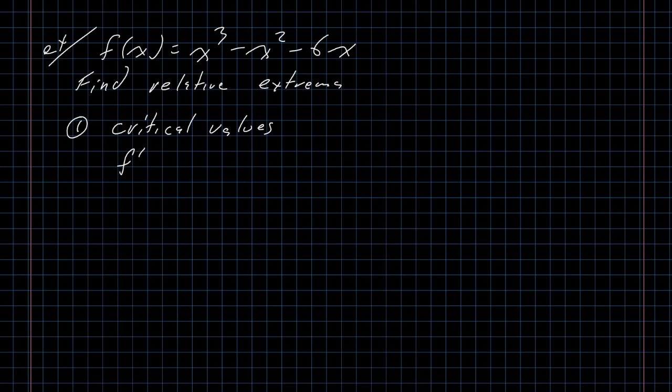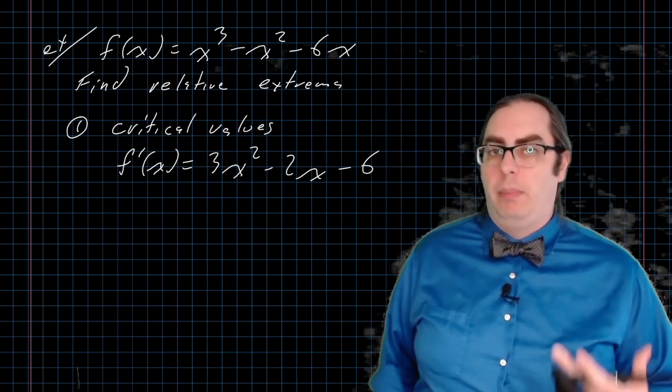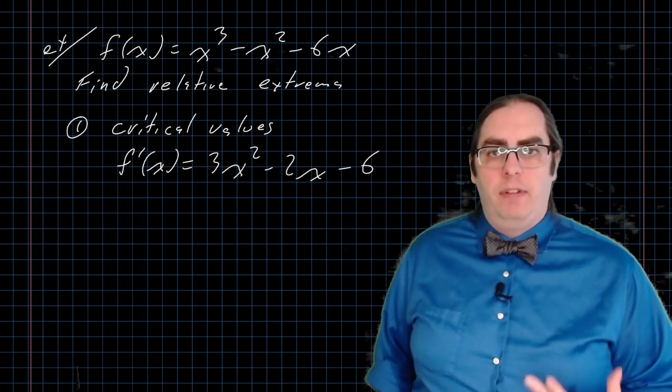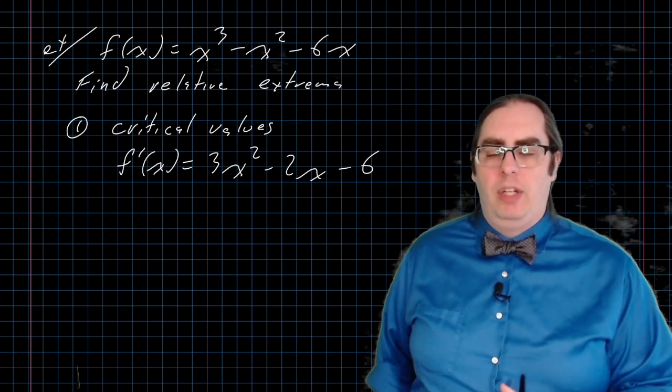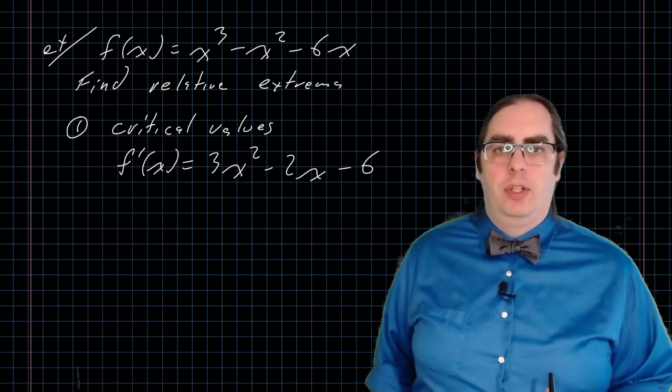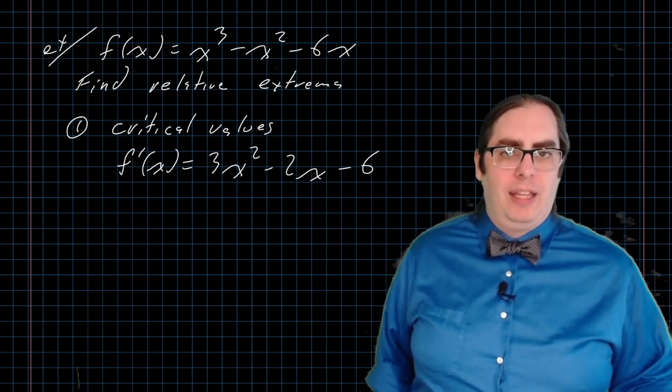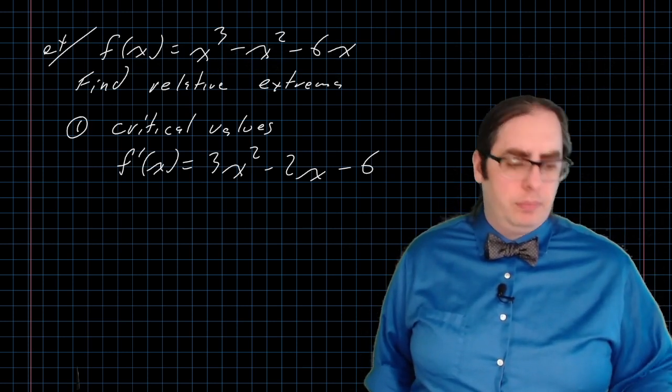which means we need the derivative, f prime of x. Well, the derivative of a polynomial is relatively simple. It's going to be 3x squared minus 2x minus 6. This particular function is a polynomial. Polynomials are continuous everywhere, so we don't have to worry about undefined points. But I do want to remind you that looking for undefined points of your derivative is part of finding critical values. We just don't have to write anything in this case because we have a polynomial.